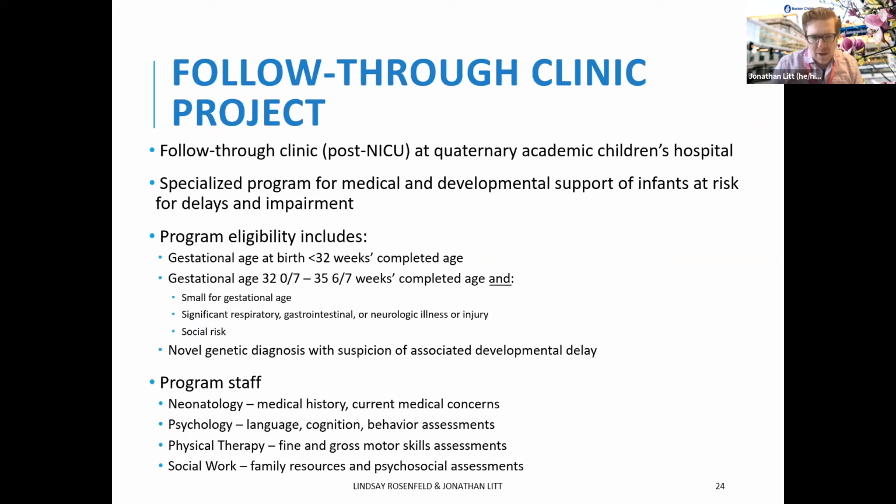To be eligible for our program in high-risk infant follow-up or follow-through, children were either born under 32 weeks gestation or born between 32 and about 36 weeks, completed gestational age, with some other complexities. And we define that as either being small or low weight for your gestational age at birth, having significant respiratory, gastrointestinal, or neurologic illness or injury, or social risk as determined by the primary medical team at the time of discharge. Excitingly, we actually have a new program that I'll just mention here, where we're starting to follow infants who have new genetic diagnoses in infancy that are associated with developmental delays over time.